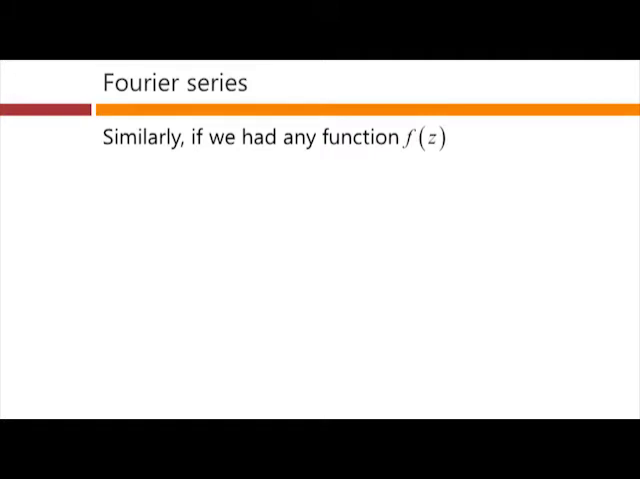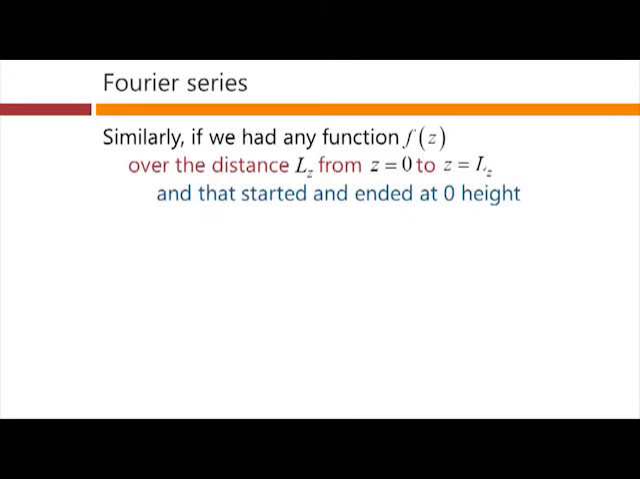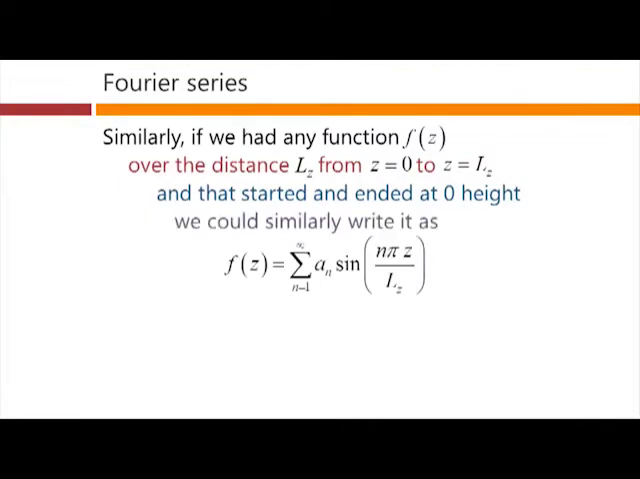So mathematically then, if instead of talking about a function f of t, we talked about a function f of z, of position, and now instead of talking about time from 0 to t0, we're saying let's talk about position from 0 to lz, so we're looking over a distance lz. And again, we're going to presume that our function starts and ends at 0 height at these two ends. So, similarly, we can write this in the same kind of a way. We've made no change here other than writing z instead of t and lz instead of t0.